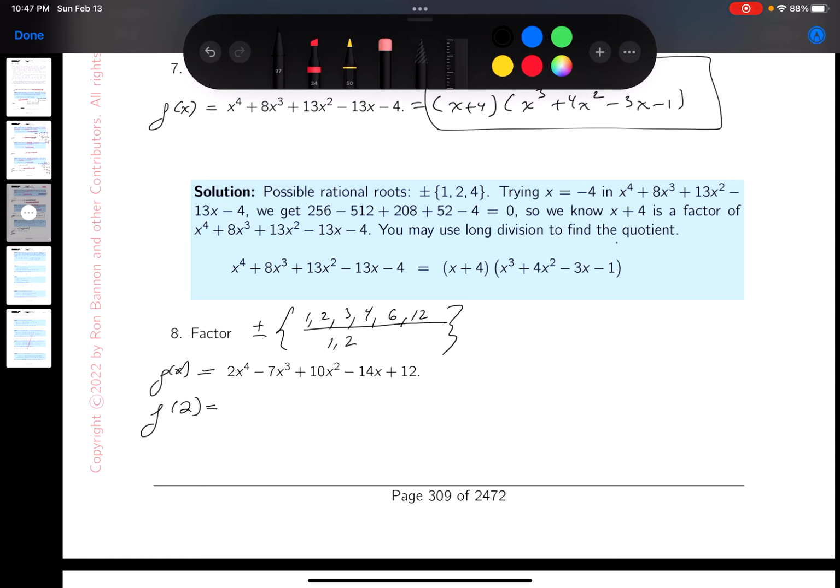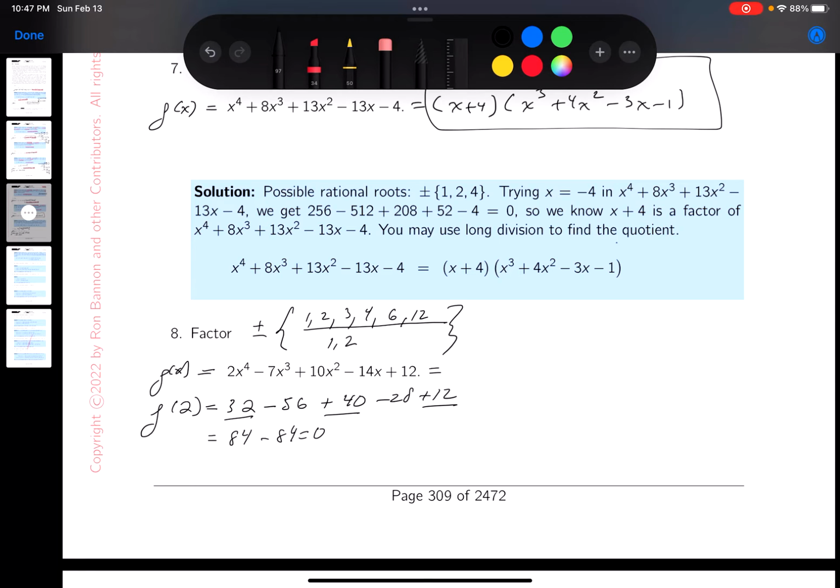Let's see. 2 times 2 is 4, 8, 16, 32. Minus, let's see, that would be 7 times 8, 56. Plus 40. Minus 28. Plus 12. Yeah, it's more demanding, but I can certainly go through it. And 32, 40, and 12. Let's see, that's 72, 84. All right, I'll put that down. And minus 56 minus 28, let's see, that's going to be minus 84. So I have 0.